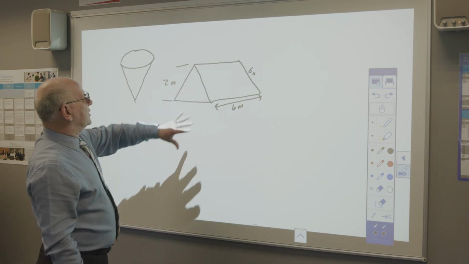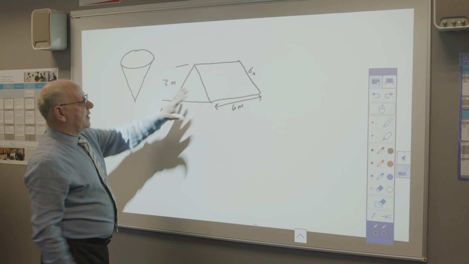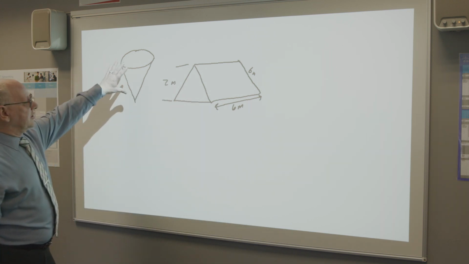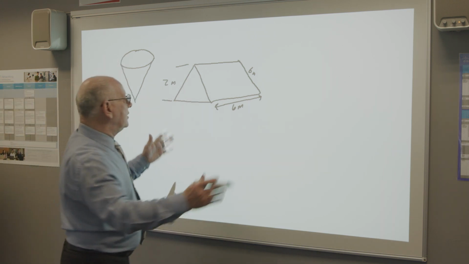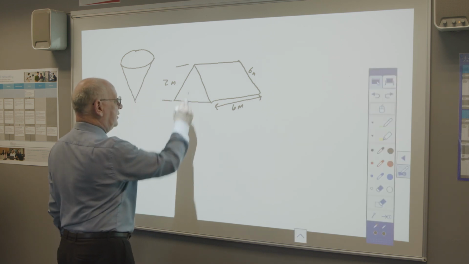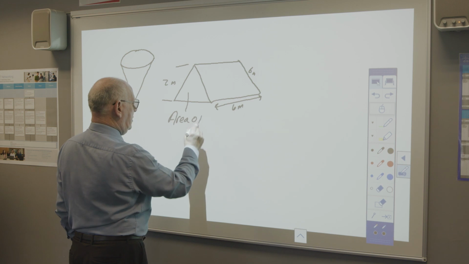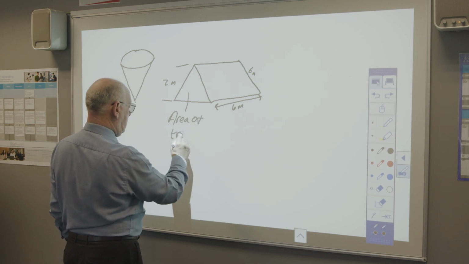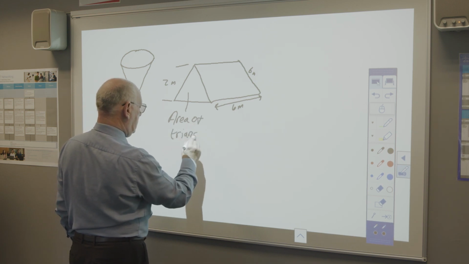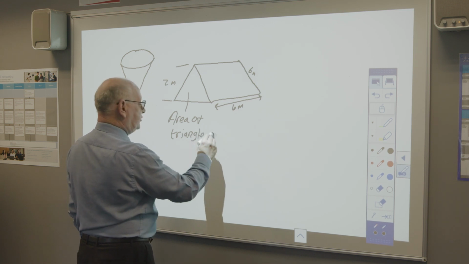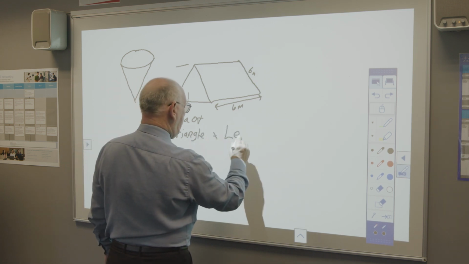This is a cross section. If you think about this, it's a shape like this, but laying down. So you would work out the area of the triangle, and times that by the length.